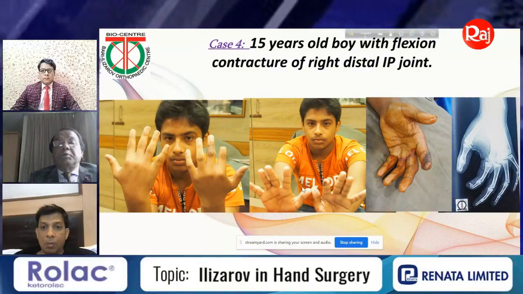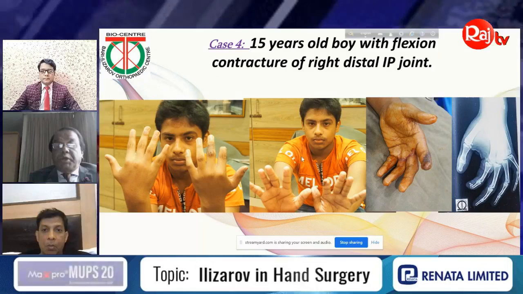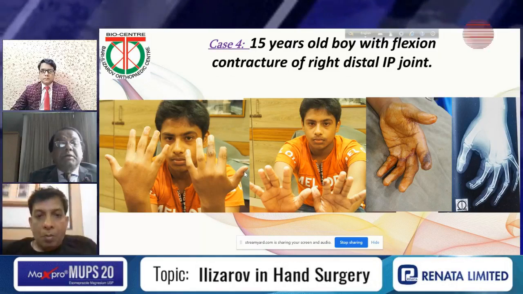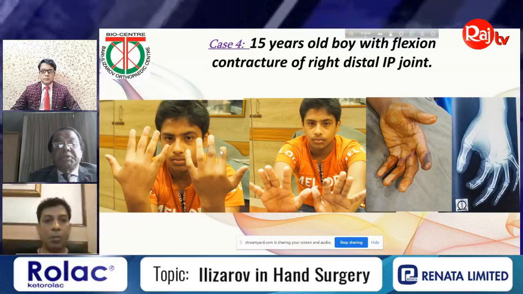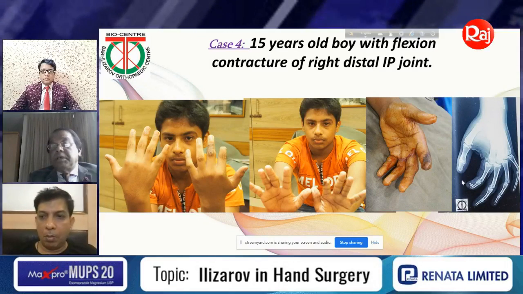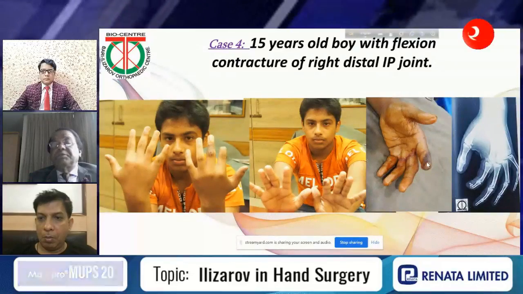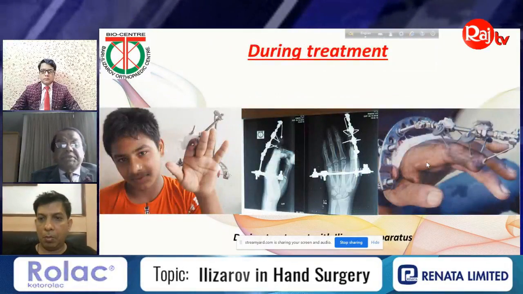15 years old boy with flexion contracture of the right distal IP joint, just of the trauma, and he came to my place. Look at this here. This is this one. Look at the X-ray, and this was the situation. Then I started fixing with mini fixator.